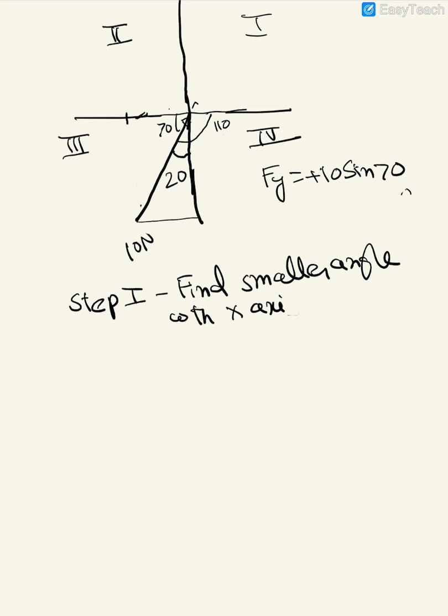Please note that if the force is acting like this, that means downward, then after resolution it is going to be downward like this. So Fy will be equal to minus 10 sine 70. So my point is, this rule can be applied if the force is in any quadrant. The point you should remember is, the first step is, whatever angle you are given, find the two angles which the force makes with x-axis, and choose the smaller of them. That is step 1.